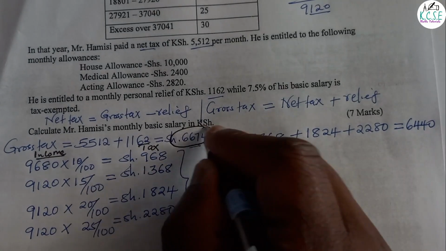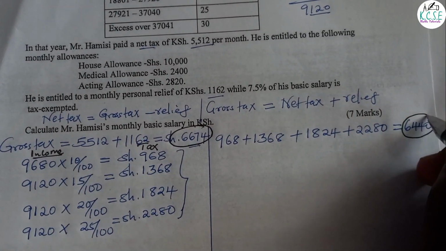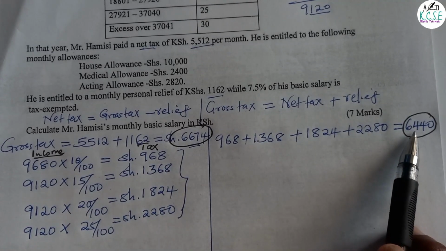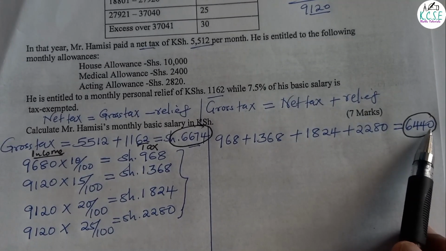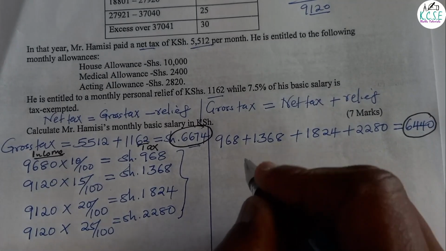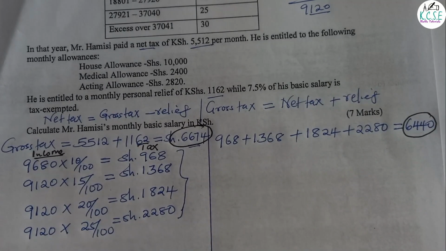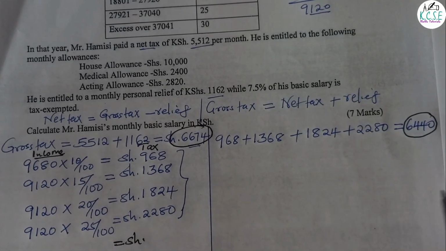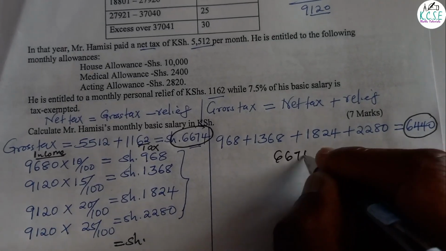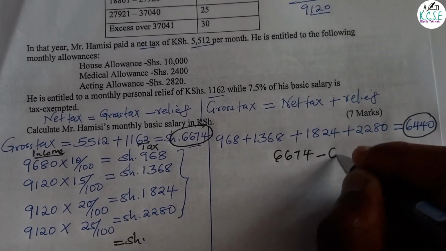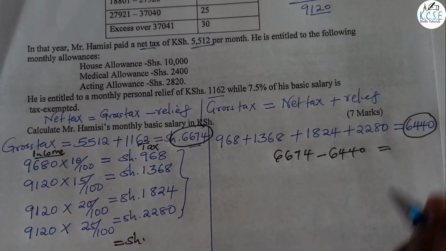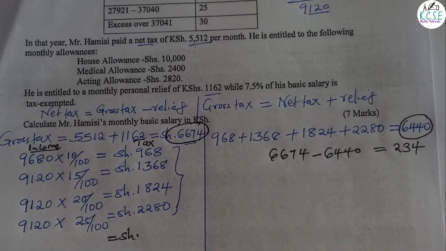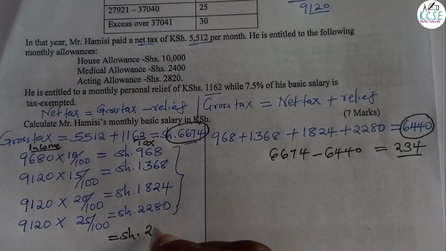So you can see you're very close to the tax. Remember, this is the tax that you want to get: 66.74. So far you have a tax of 64.40. So you need to get the difference between the two, so that you can see the tax that will be here. 66.74 minus 64.40 gives 234. So this is what should be here.